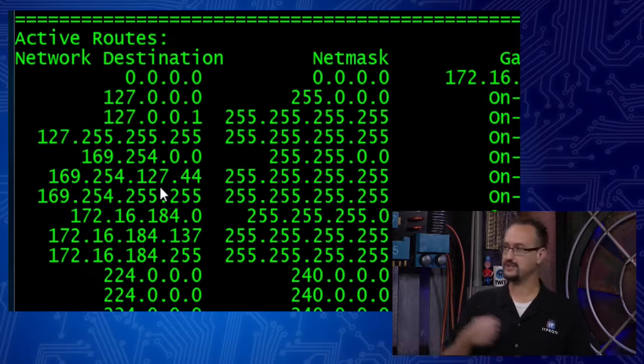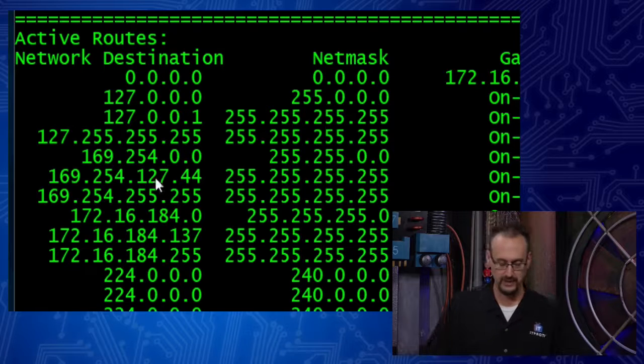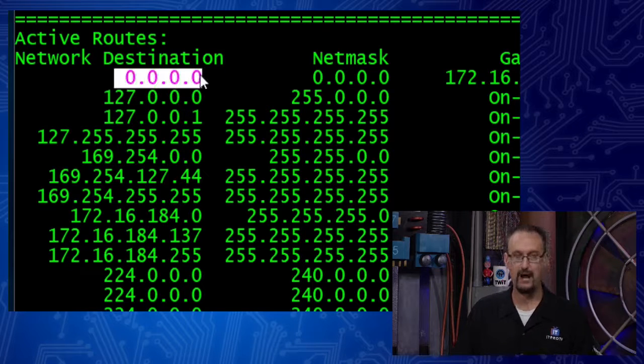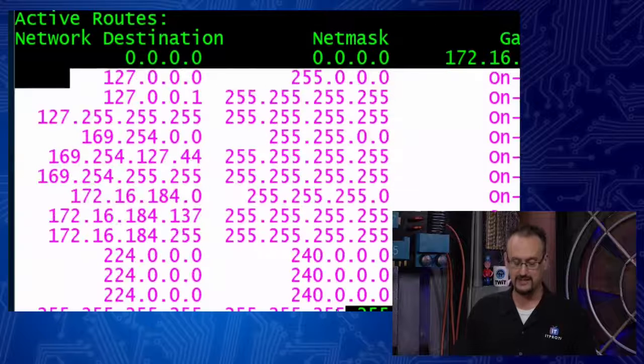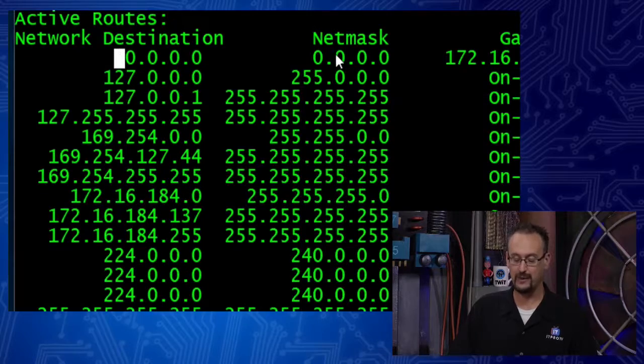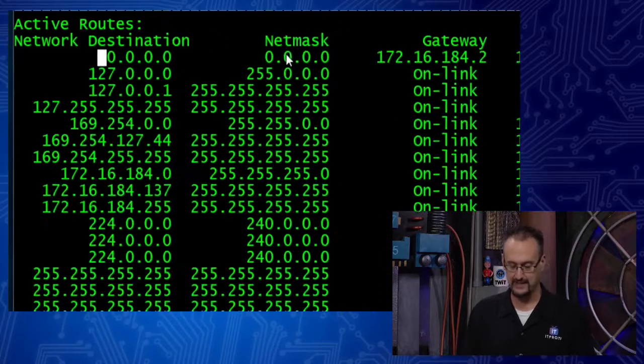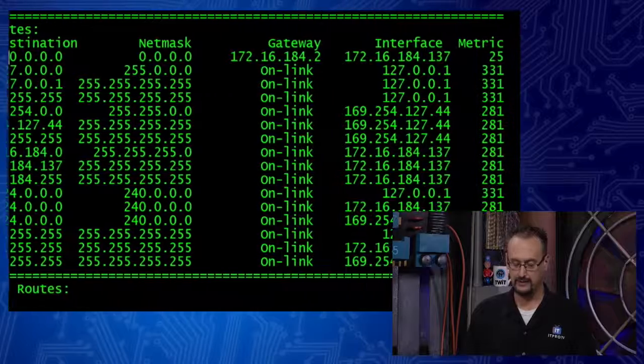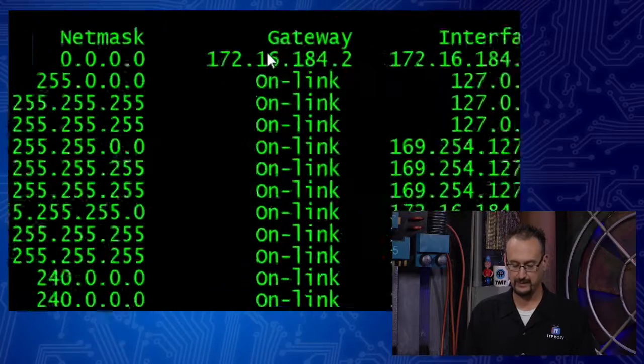Our computers send it to the default gateway, and they're doing that through what's known as the default route. This means if I search the routing table and can't find the destination, I don't know where to send it, so I'm going to send it to the default route here. In this case, it's going to be my default gateway, and you can see that our gateway is this right here.